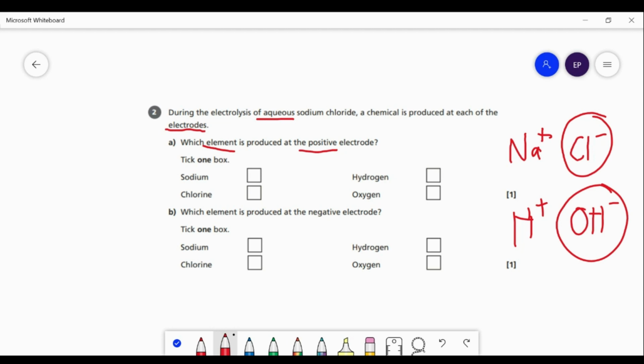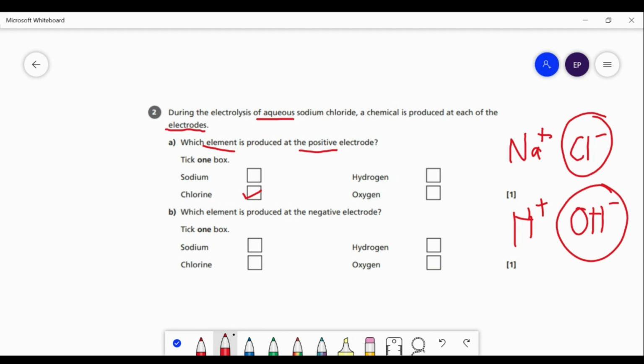We need to look at the periodic table. If the substance is in group 7, if it's a halogen, then the halogen will win the case. And chloride is chlorine, and that is in group 7. So that will win the race. It will go to the positive electrode first. So we will produce chlorine at the positive electrode.